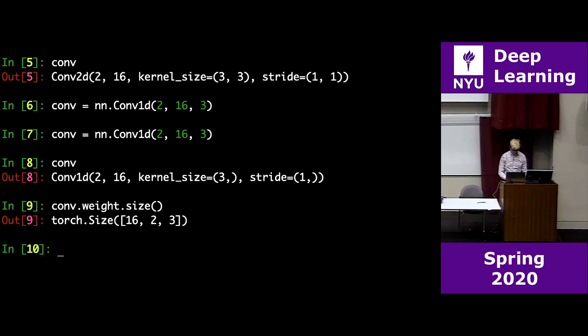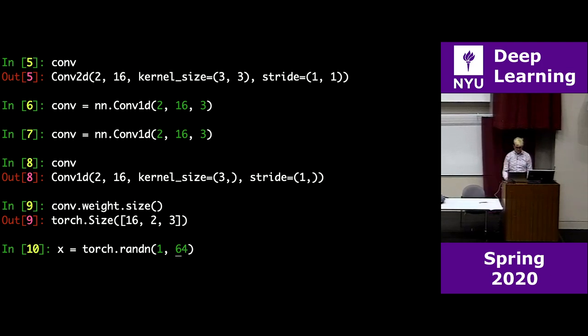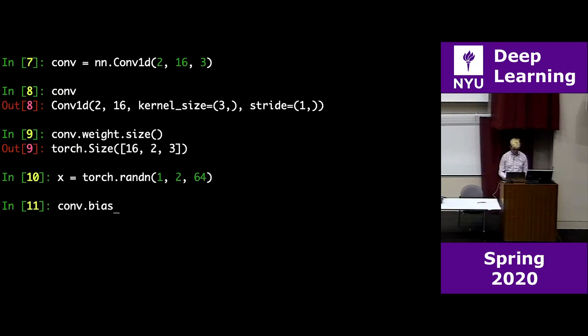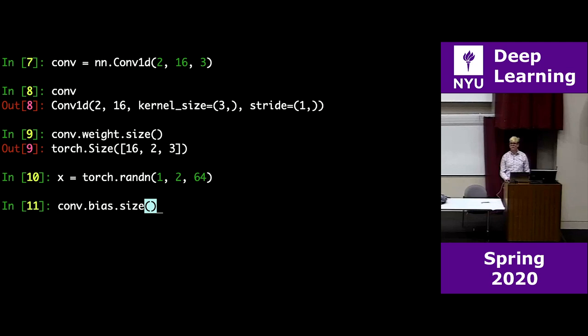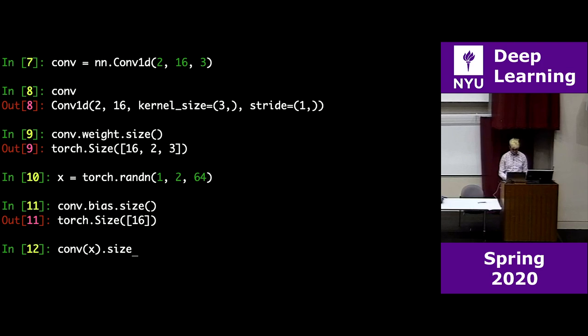So let's have my signal now. It's going to be equal to torch.randn of size, I don't know, let's say 64. I also have to say I have a batch of size 1, so I just have one signal. And then this is going to be 64. How many channels we said this has? 2, right? So I have one signal, one example, which has 2 channels and has 64 samples. So this is my X. Hold on, what is the convolutional bias size? A 16, right? Because you have one bias per plane, per weight. Okay, so what's going to be now my convolution of X, the output?